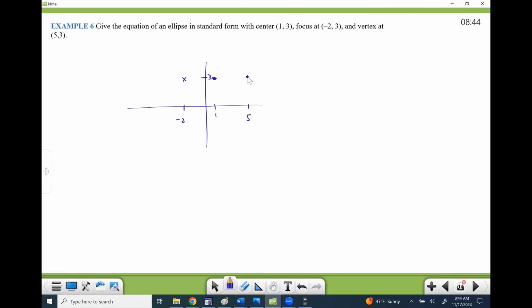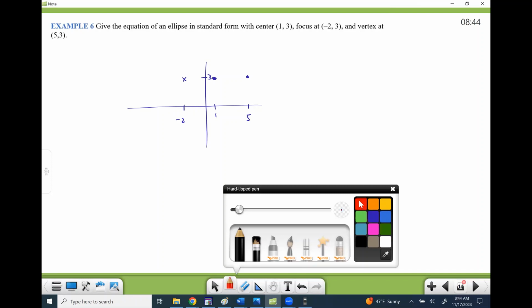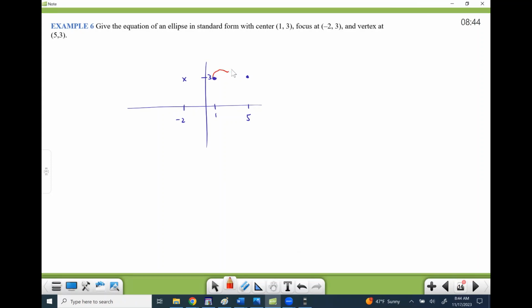Okay. All right. So this is kind of funky looking, but they gave us everything we needed to know. They gave us the distance from the center to a vertex. That's the letter A. So if we wanted to find out how long that is, that would be the distance between 1 and 5. So A would be 4 long.